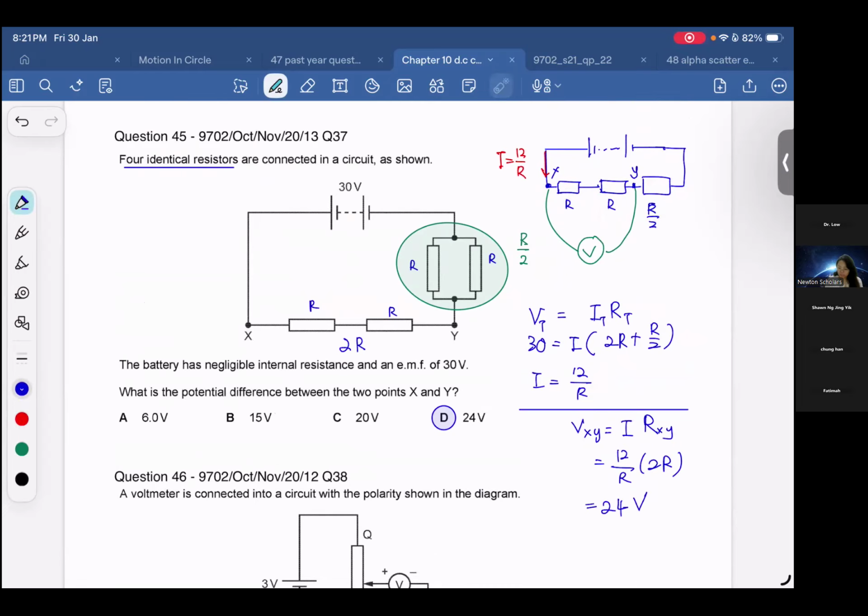Then I want to find the voltage for X and Y. So V equals IR. Because this is in series, the total current equals the current flowing through the R and R, so the current is the same. What is the resistance between X and Y? I got 2R here. So after that, I will get 24 volt. Is it okay?